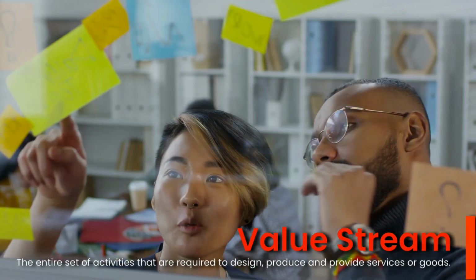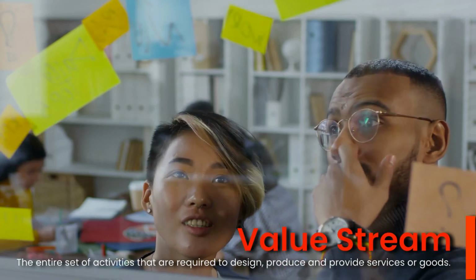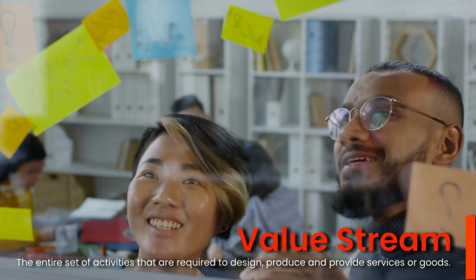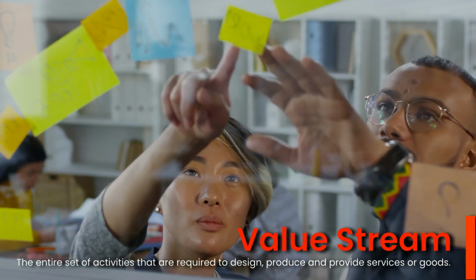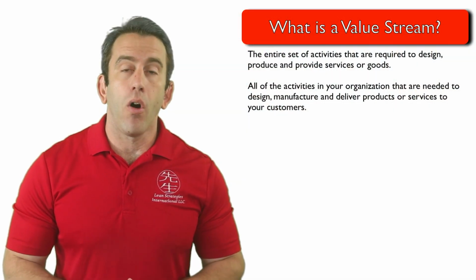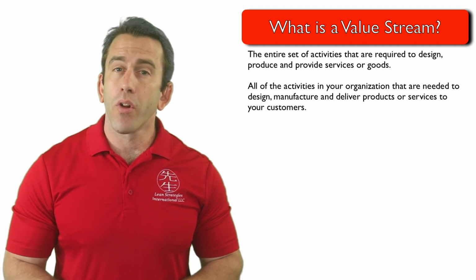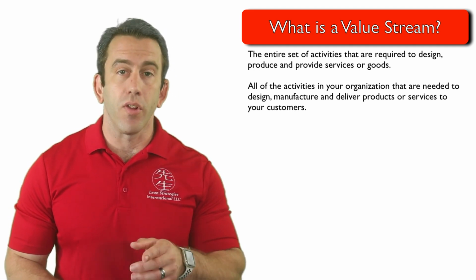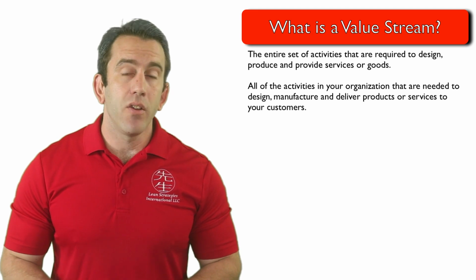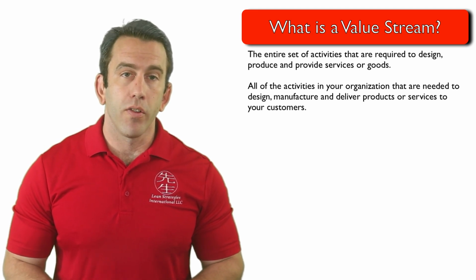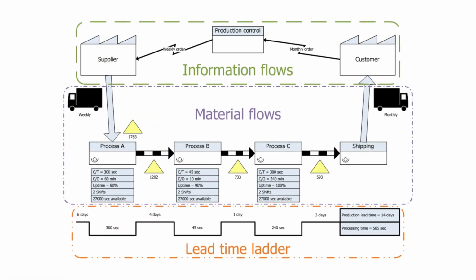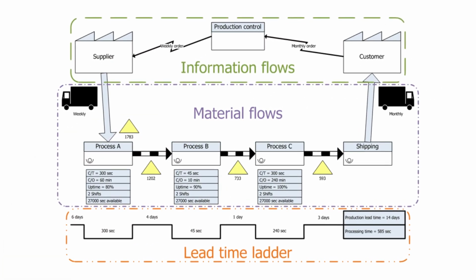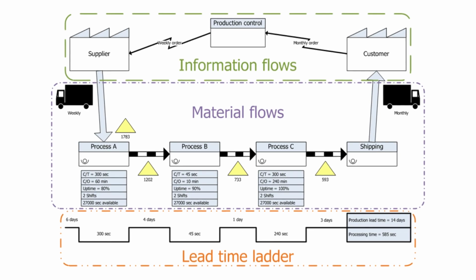The value stream is the entire set of activities that are required to design, produce, and provide services or goods. In other words, it is all of the activities in your organization that are needed to design, manufacture, and deliver products or services to your customers. Included in every value stream is both information and materials flow.